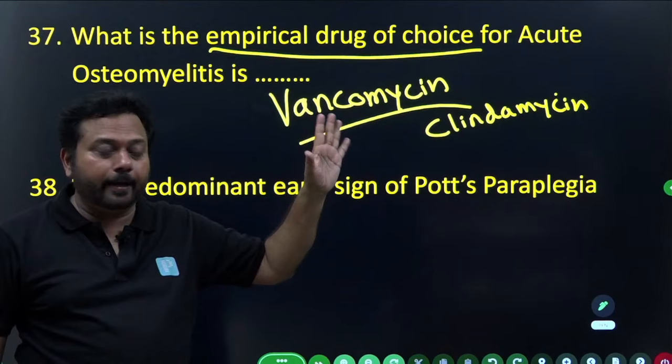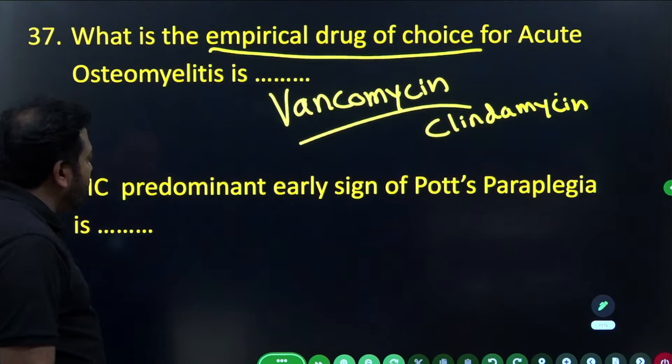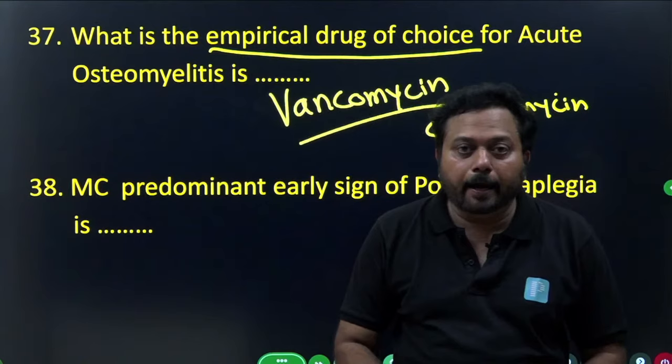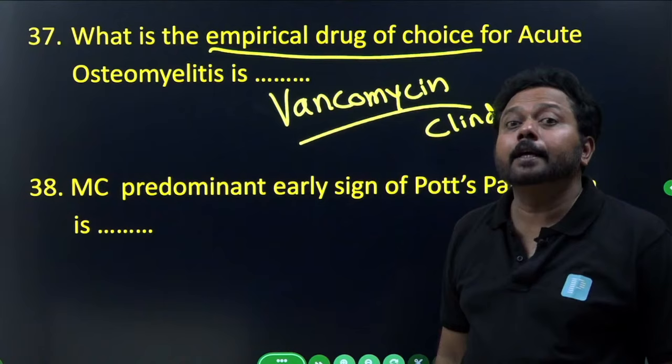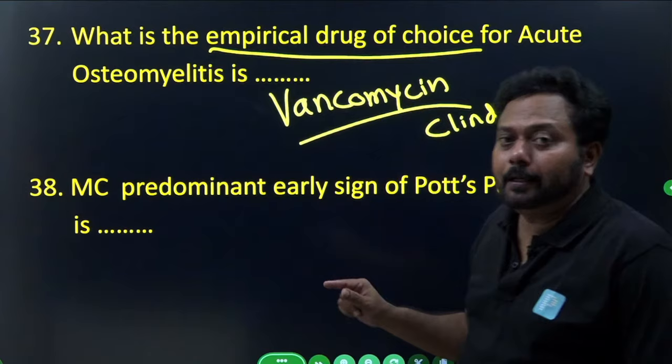Yes. Most common predominant early sign of Pott's paraplegia. See, I have not asked a question about Pott's spine. I am asking about Pott's paraplegia. The most common predominant early sign of Pott's paraplegia is ankle clonus.